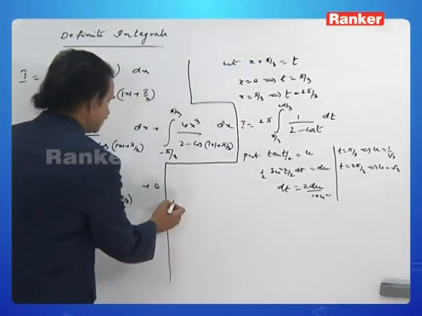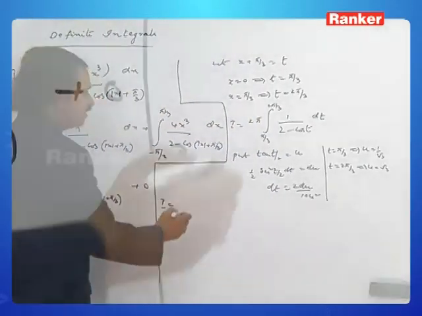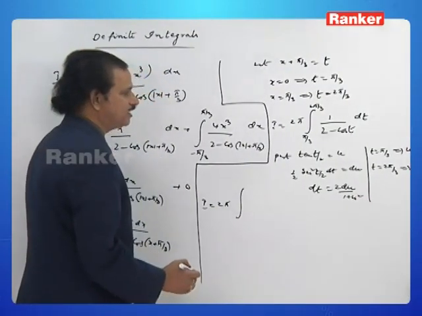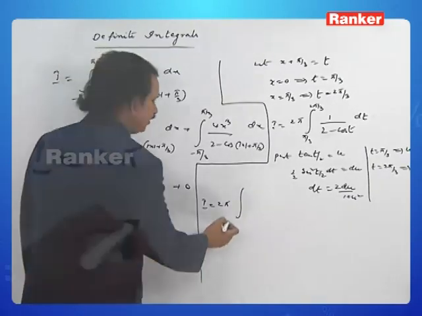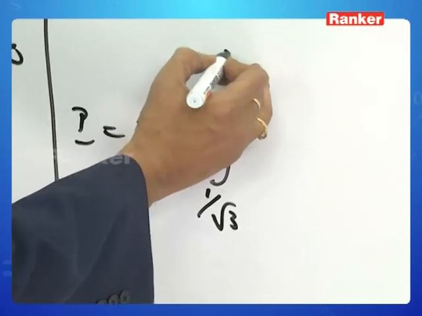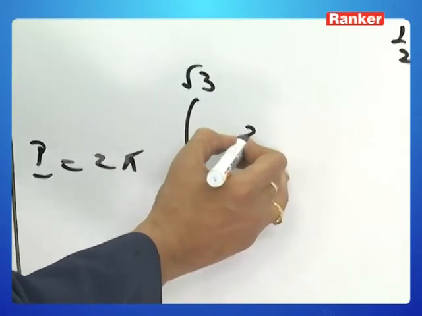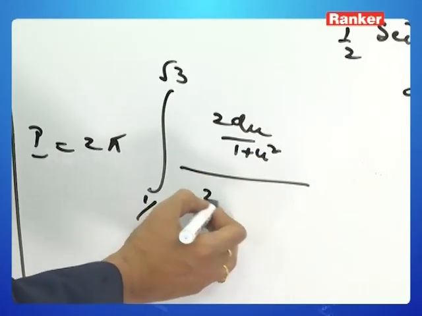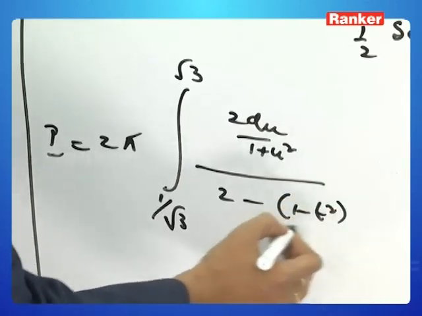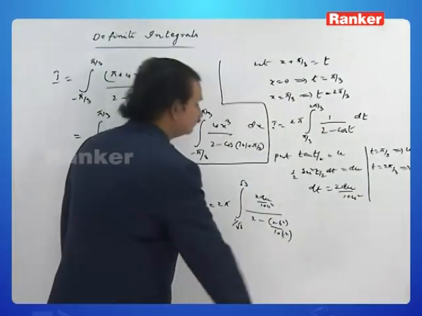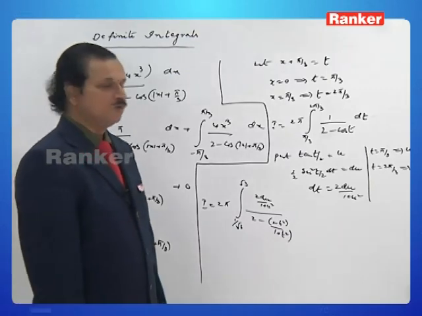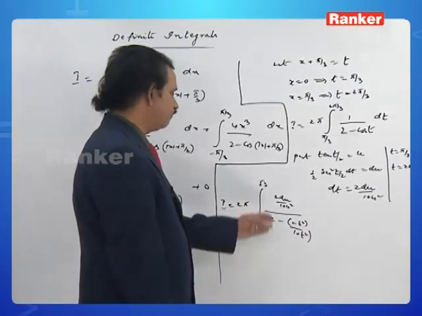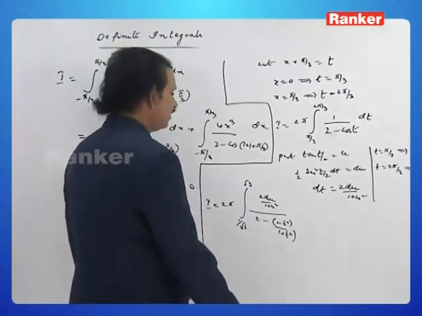Therefore, come on, what is the new shape of I? I is equal to 2 pi into the integral from pi by 3 to 2 pi by 3. Instead of pi by 3 to 2 pi by 3, we use 1 by root 3 to root 3. What is dt? 2 du by 1 plus u square, by 2 minus 1 minus t square by 1 plus t square, isn't it? Because cos t is nothing but 1 minus tan square t by 2 by 1 plus tan square t by 2. Well done. Let me multiply both numerator and denominator with 1 plus u square.